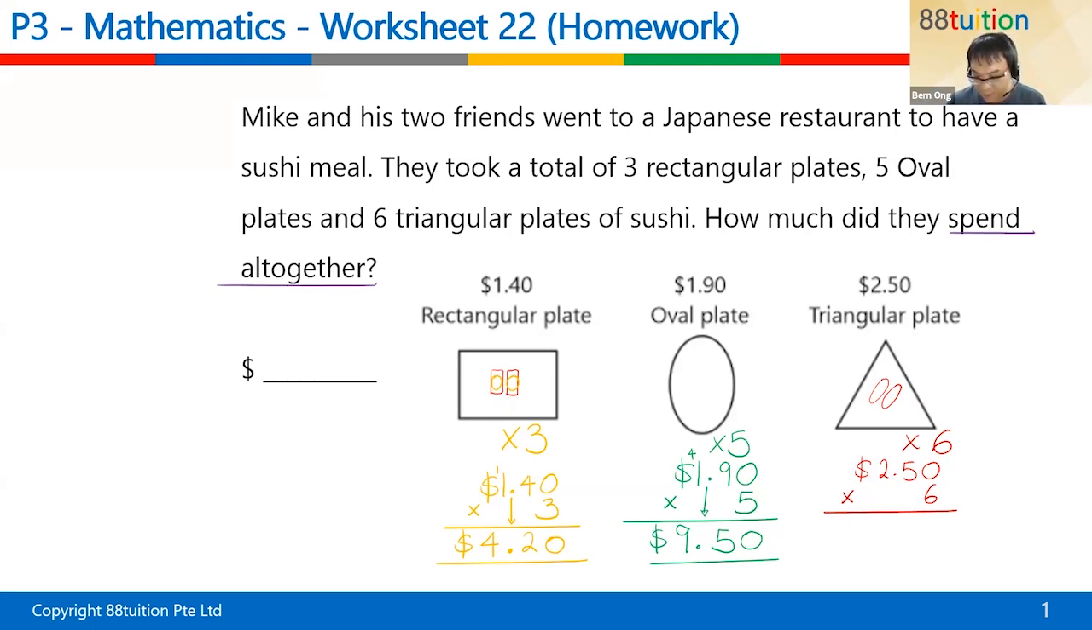Okay, so the last one. How do you find a triangular plate? Same thing. They eat 6 triangular plate. Whew, must be quite rich. Eat the sashimi. 6 times 0 is a 0. 6 times 5, 30. The 0 put here and the 3 put on top. 6 times 2, 12 plus 3 is a 15. Money, money, money. Decimal point.